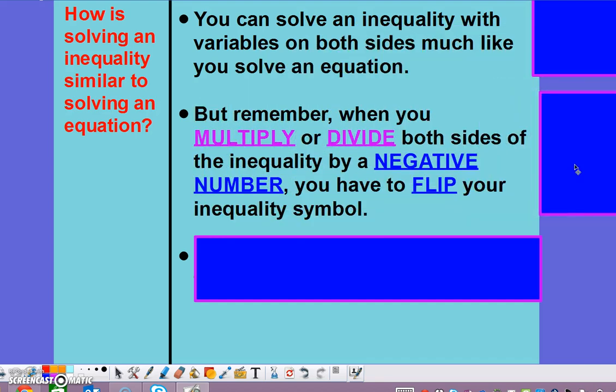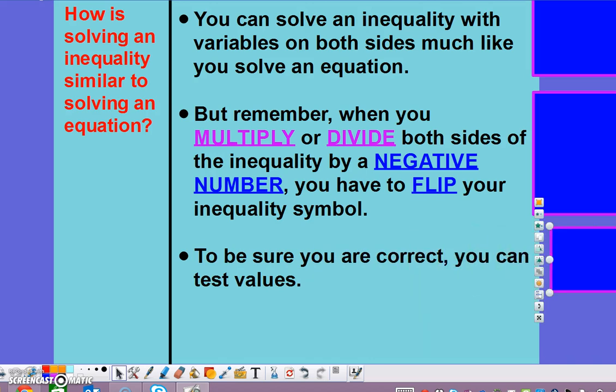Now this piece can get a little tricky. It says, but remember, when you multiply or divide both sides of an inequality by a negative number, you have to flip your inequality symbol. Now this may sound a little confusing, and I'll show you an example of when that happens, but if you're following the steps that we use to solve equations by getting rid of your smallest variable first, you never have to worry about this step.